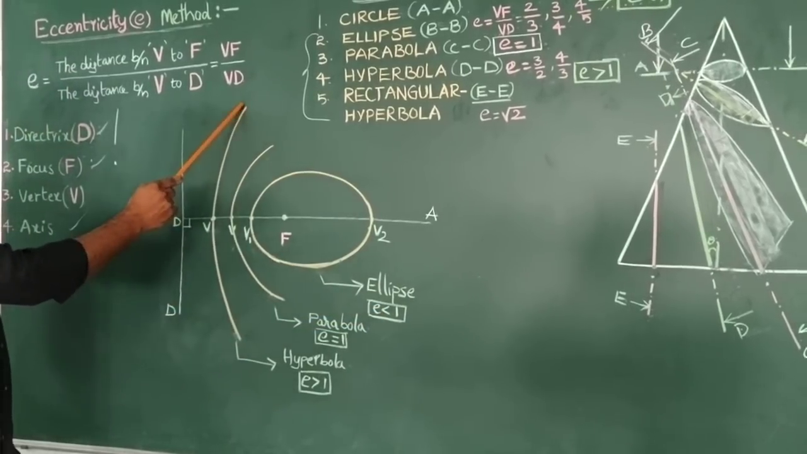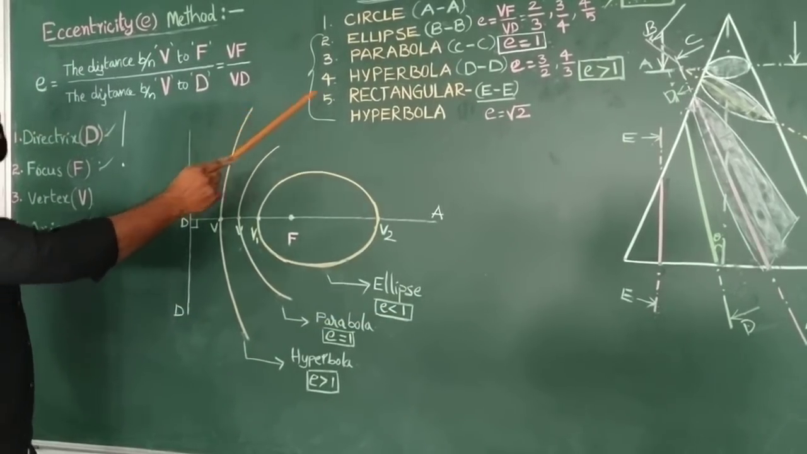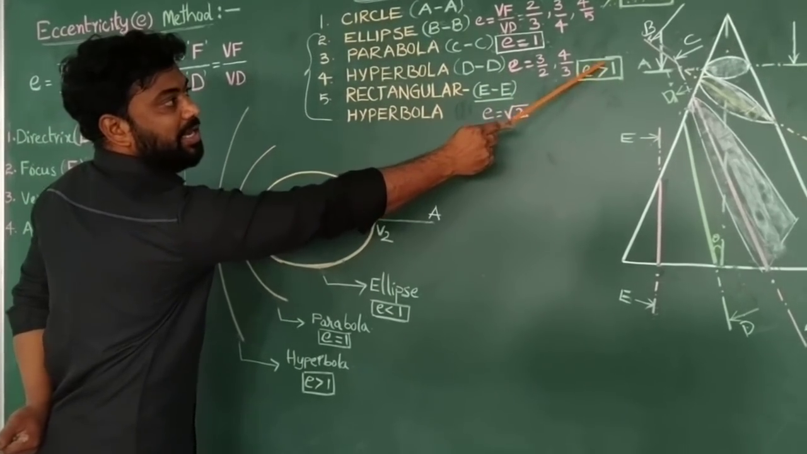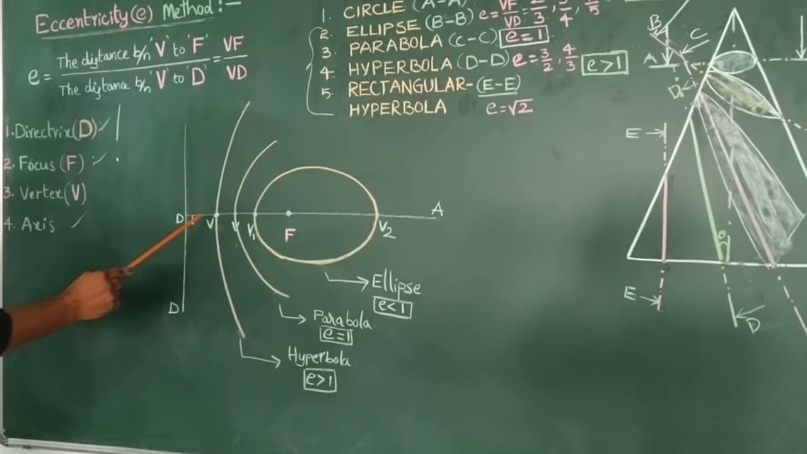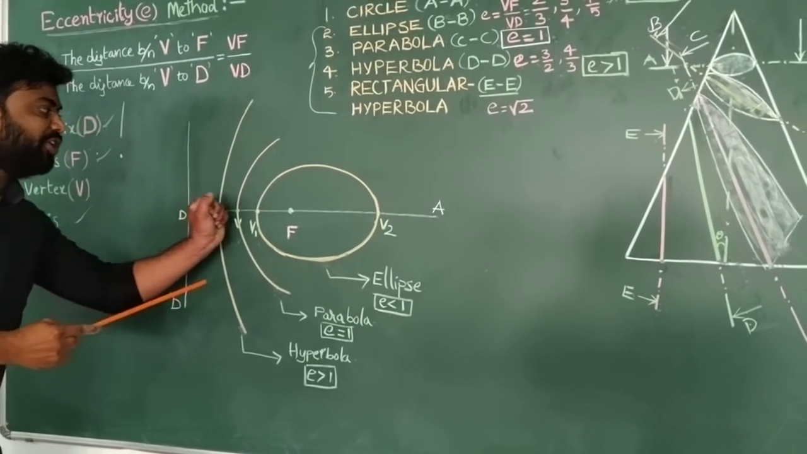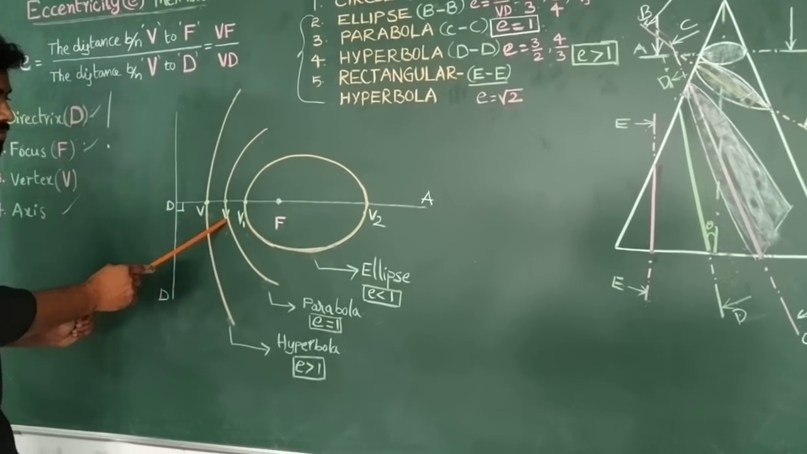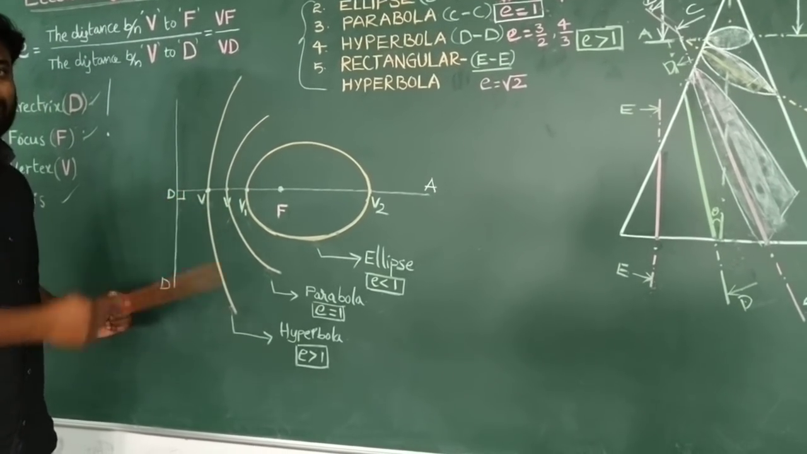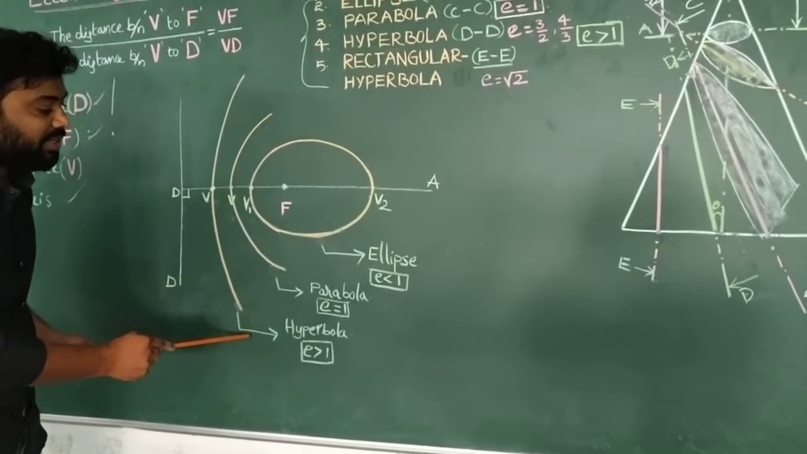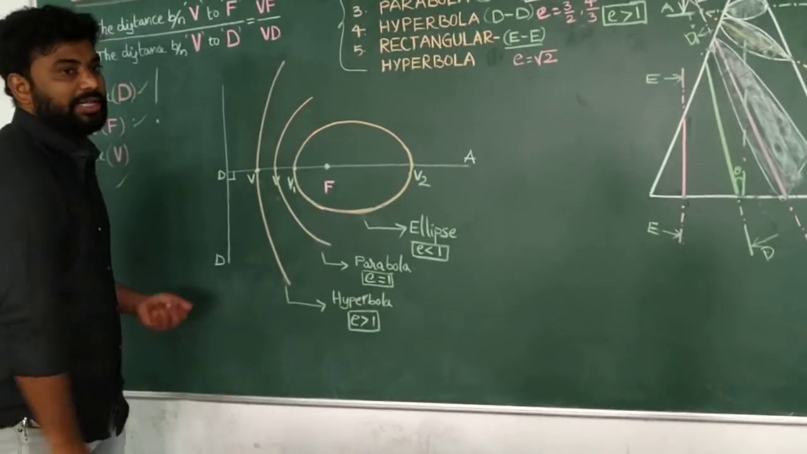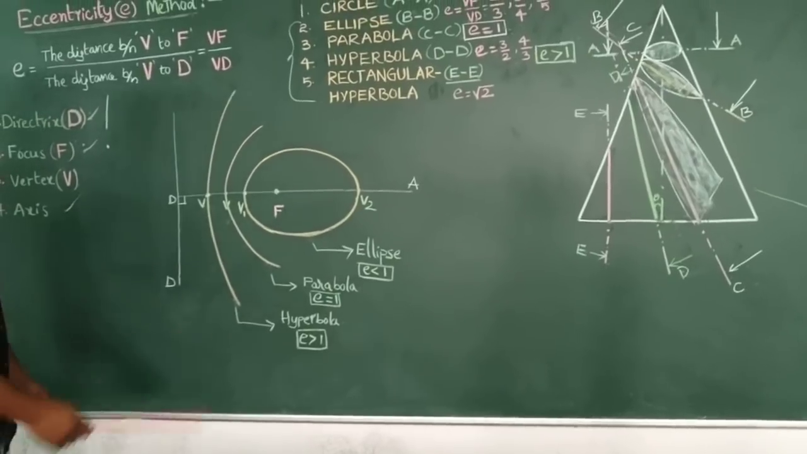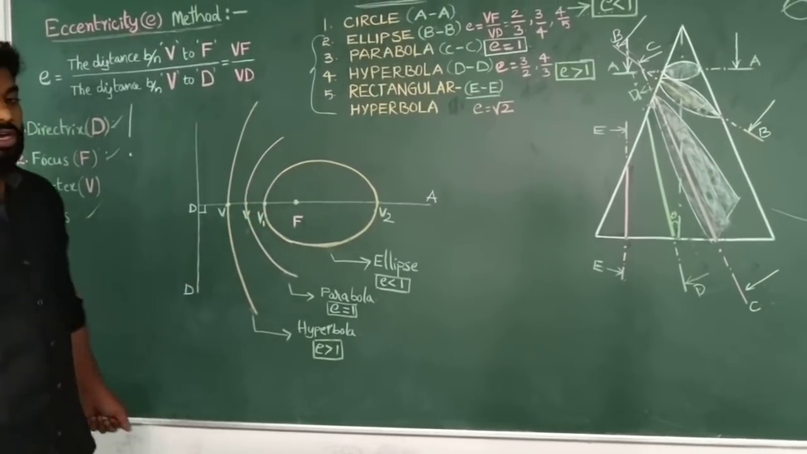And if we come to the hyperbola, as I said, here the hyperbola eccentricity values are greater than 1. So we will be getting the vertex position on the left side of the midpoint of DF. In this way we will be getting the hyperbola when the eccentricity value is greater than 1. So here we are able to see the curves.